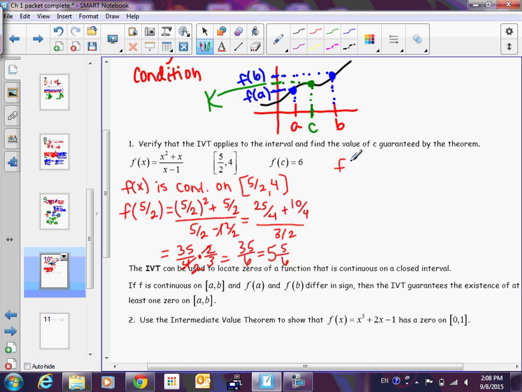Okay, up here, let's go ahead and do f of 4. This one's easier. So 4 squared plus 4 over 4 minus 1. That would make 16 plus 4 is 20. 4 minus 1 is 3. And this thing is going to be a little bit more than 6, 6 2/3.